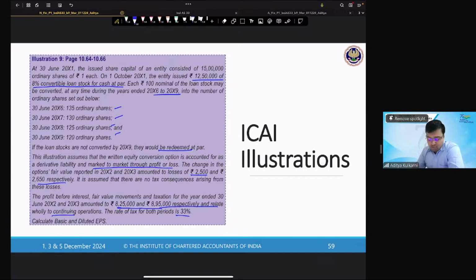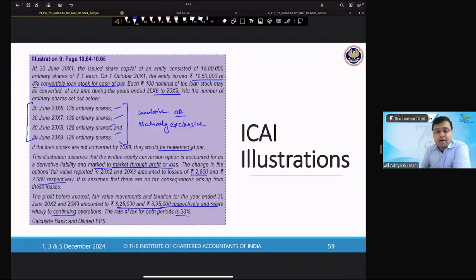Do you know when it will be? On 1st of October, I have issued the convertible loan. On which date will they be converted into shares? Between 20x6 to 20x9. Year on year at this rate, and if converted in 20x6 it is 135, skipping x6 and converting in x7 it is 130. So my point is, are these dates cumulative, meaning one will happen, then the second, then the third, or are they mutually exclusive?